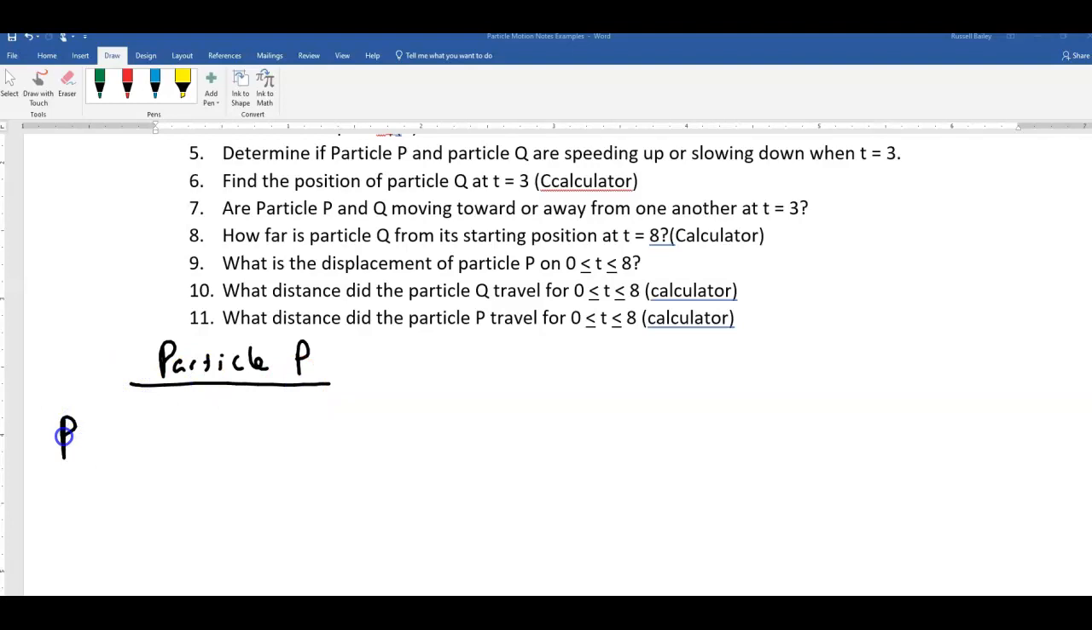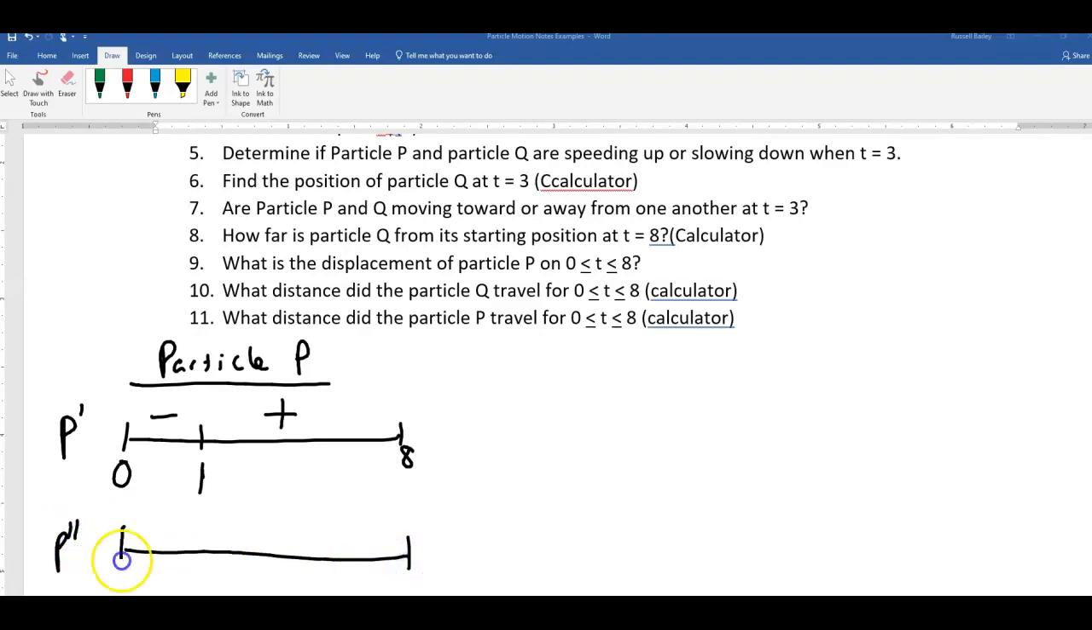the velocity given by P prime looks like this. We're going from 0 to 8, and there's a 1 here. And we know that from 0 to 1, the velocity was negative, and then from 1 to 8, it was positive. All right? Now we need to find the second derivative of P, which is its acceleration, and do a number line test for that also. All right? So how can we do that?